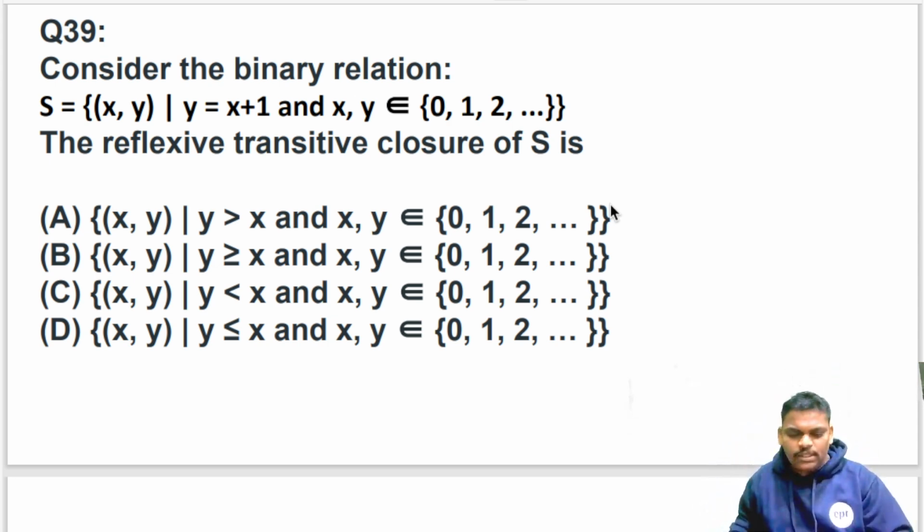See this one, only if. It is not raining and it is pleasant. So raining is going to be P, and not raining means negation P. And it is pleasant, pleasant means R. So negation P and R.